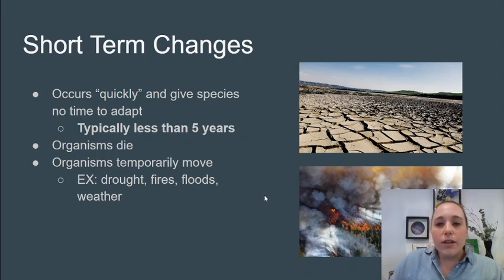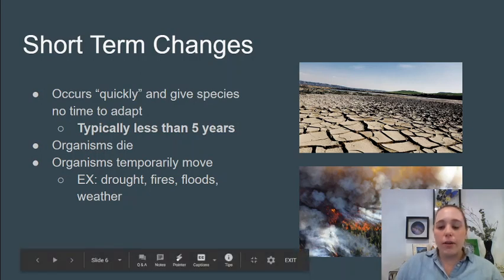And examples of this could include drought. So that top picture is showing a drought area. It was a lake that used to be covered in water, and because it hasn't been getting enough rain, it's slowly been drying up. Or like the fires in the bottom picture.